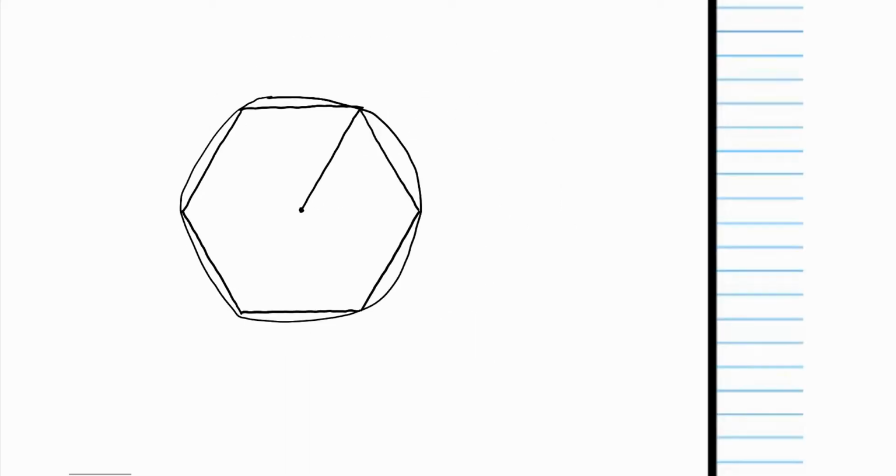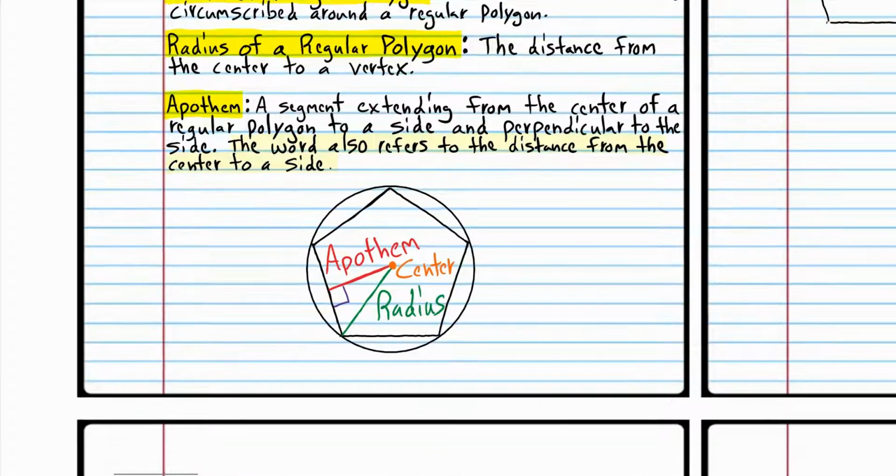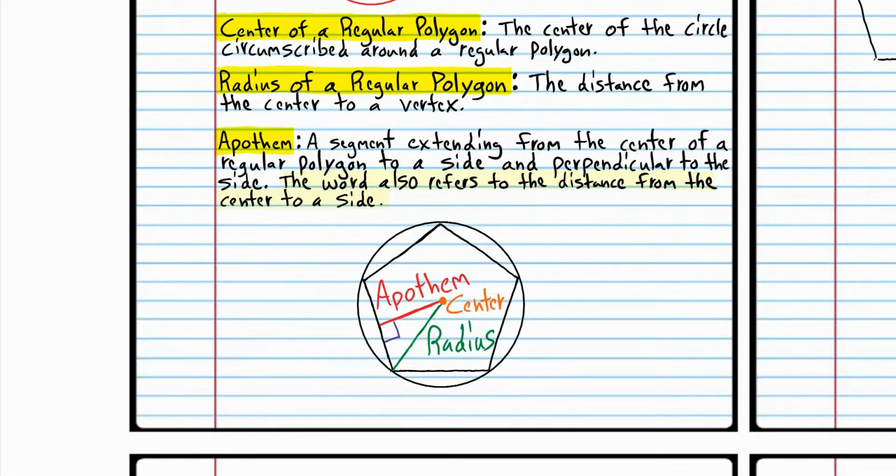center of the polygon is considered to be the center of the circumscribed circle. A segment from the center to a vertex of the regular polygon, you can see that that's the radius of the circumscribed circle. And so we say that this is the radius of the polygon. So that's what all that terminology means. So you can see we have this information here. We have the center of this pentagon, using that as an example. And we have the radius going from the center to a vertex.